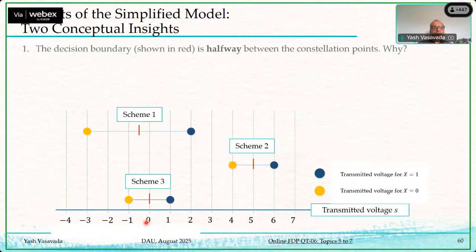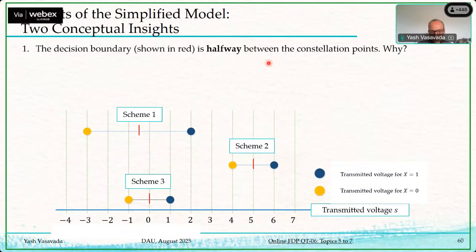The other thing is that, assuming that the symbols corresponding to bit 1 and bit 0 are equally likely to be transmitted, and the channel is Gaussian, then irrespective of what transmission scheme you choose, the decision boundary is always going to be halfway between the constellation points.